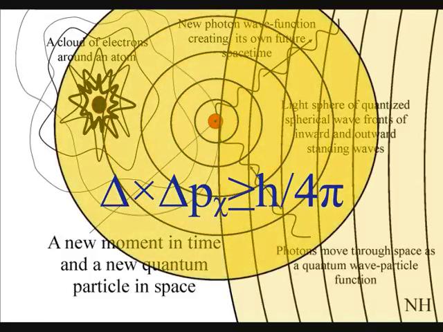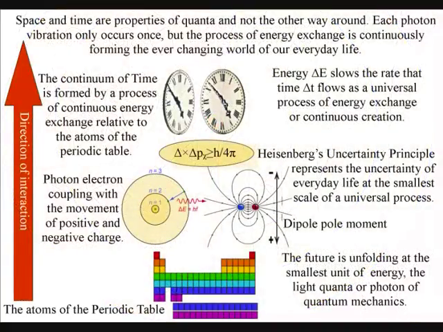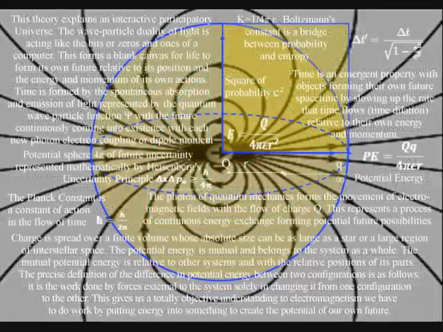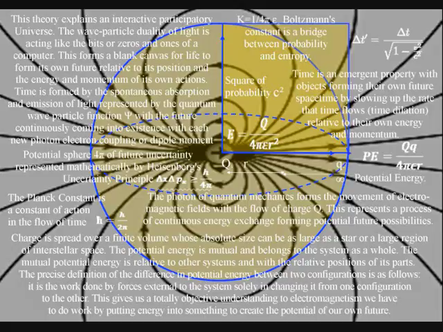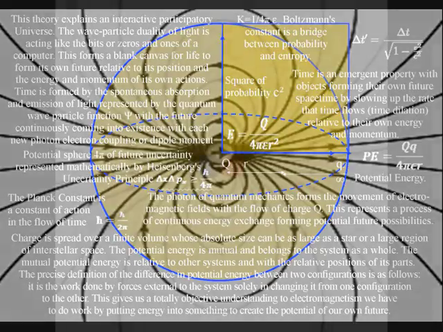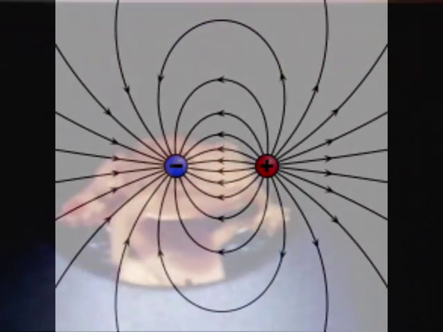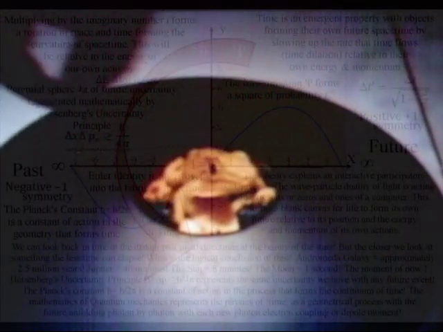This uncertainty is relative to the surface area of the sphere. Note that it is the surface area, not the intensity or the volume of the sphere. This is because the two-dimensional surface of the sphere is forming a boundary condition, with the information encoded by the movement of positive and negative charge. As a process of continuous energy exchange, or continuous creation, the holographic principle is in play here, with the information of our three spatial dimensions of our everyday life written on the two-dimensional surface, like a hologram.